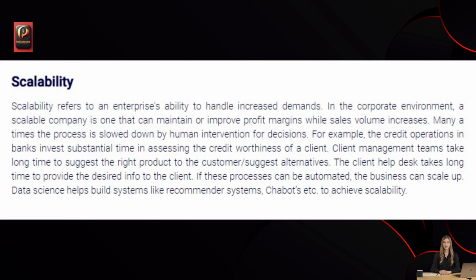Scalability. Scalability refers to an enterprise's ability to handle increased demands. In the corporate environment, a scalable company is one that can maintain or improve profit margins while sales volume increases. Many times the process is slowed down by human intervention for decisions. For example, the credit operations in banks invest substantial time in assessing the creditworthiness of a client.